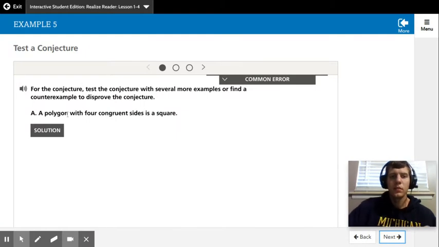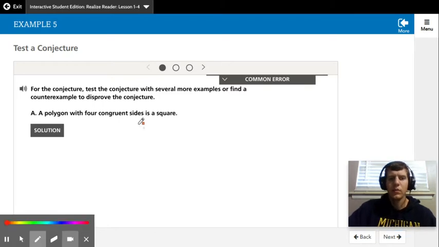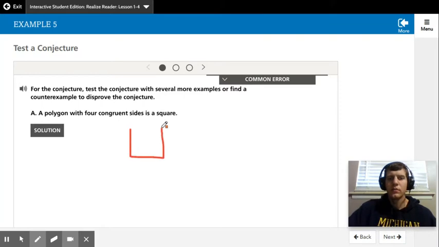So our first example here says a polygon with 4 congruent sides is a square. Okay, so you have a square, it's got 4 sides. Now, if we say that this has 90-degree angles, then yes, it's going to be a square. But if we have a rhombus, it is defined as also having 4 congruent sides, but it's not a square because it doesn't have 4 right angles.